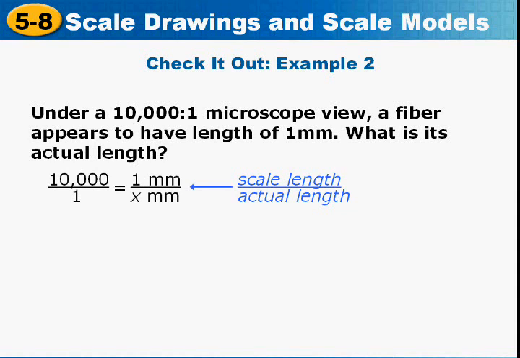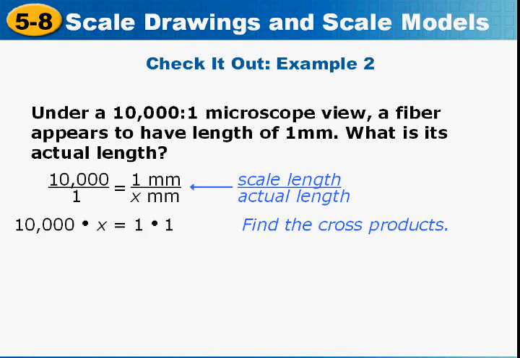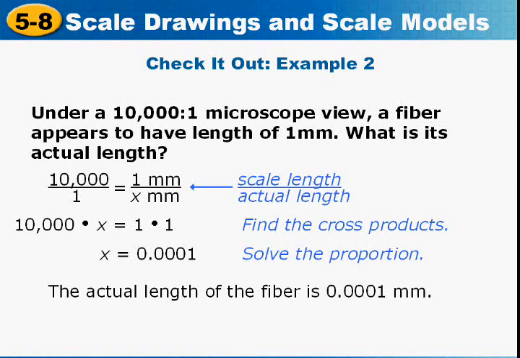You need to set up your proportion with scale length over actual length. 10,000 to 1 is our microscope view. It's equal to 1 millimeter to blank millimeters. Cross multiply. 10,000 times x is 10,000x. 1 times 1 is 1. Divide by 10,000, and you get 1/10,000th. So the actual length of the fiber is 1/10,000th millimeters.